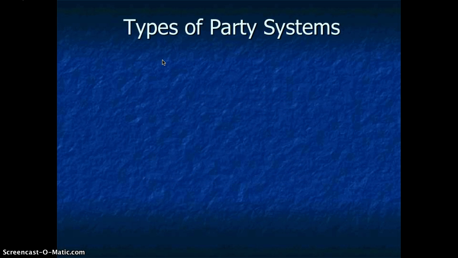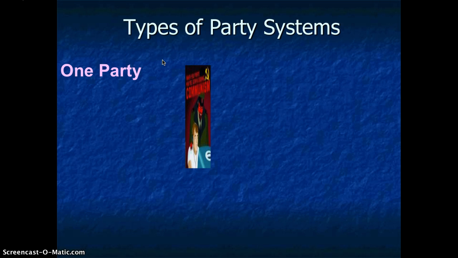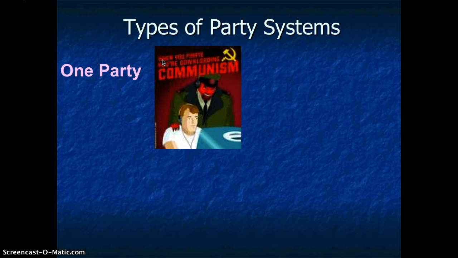All right, so let's start with party systems. There are three basic types of party systems, and they're really quite easy to understand because they basically are exactly what they say they are. The first of which is a one-party system. In a one-party system, one party is the only party that will exist in that country. And 9 times out of 10, when you have a country that's a one-party system, the one party that exists is the Communist Party.